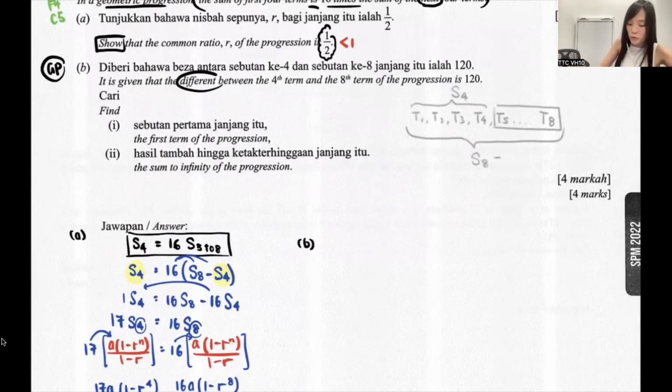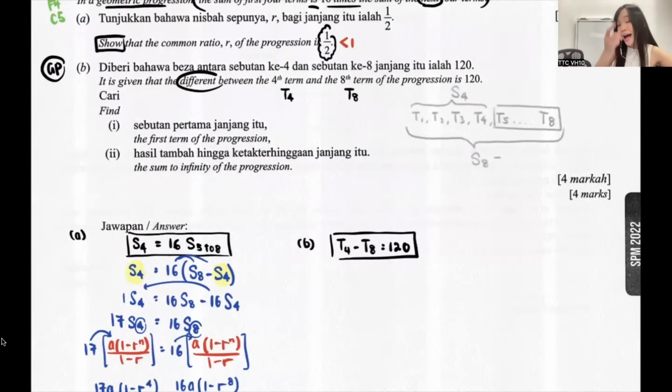So they say the difference between the fourth term, T4, and the eighth term, T8, is 120. So my dear, that means what? T4 minus T8 will be 120. Some students will ask me, teacher, how do you know T4 is the big one and T8 is the small one? Guys, our r is 1 over 2.